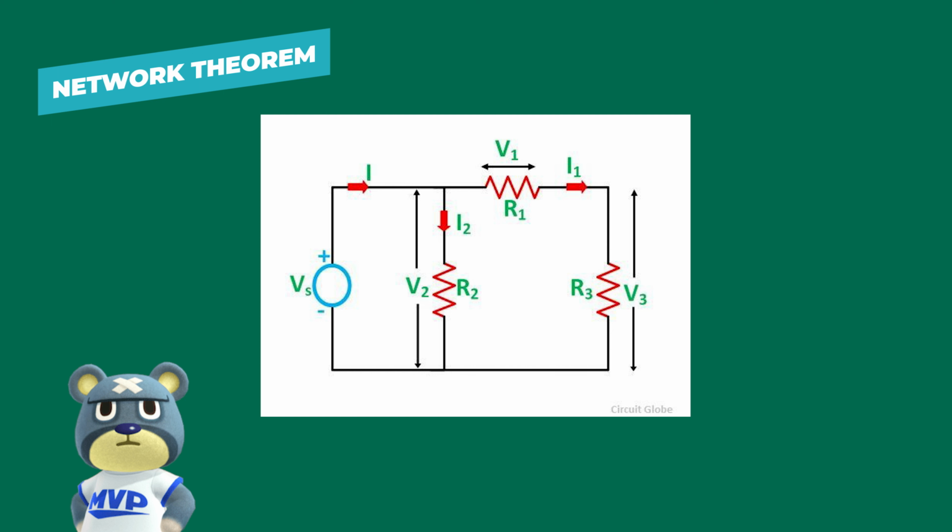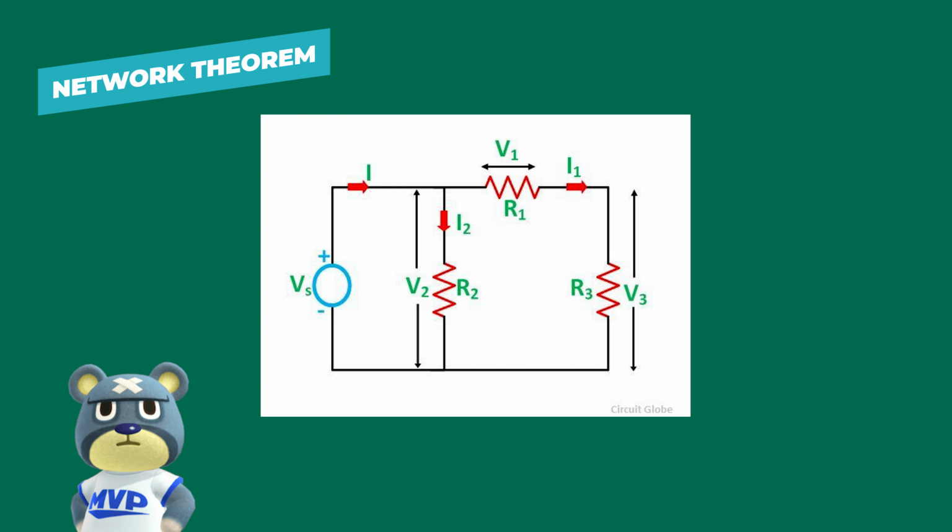Here, various resistances R1, R2, R3 are connected across the voltage source. The current I is flowing through the circuit, which divides into the current I1 flowing through the resistance R1 and the current I2 flowing through the resistance R2. V1, V2, and V3 are the voltage drops across the resistances R1, R2, and R3 respectively.